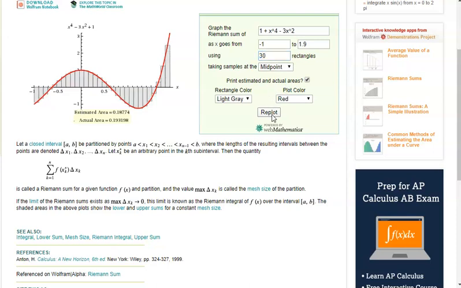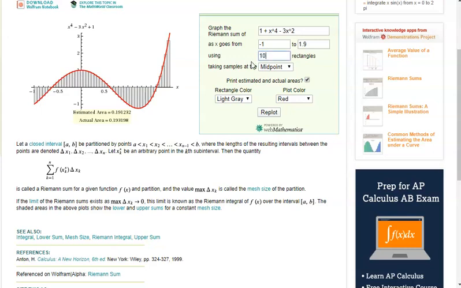What if I choose 30 rectangles? Notice there it's even smaller. So hopefully this is a visual for you. Let's see if it'll do 50. A visual for you to see that, and it's actually using a midpoint approximation here, that now this is pretty good.